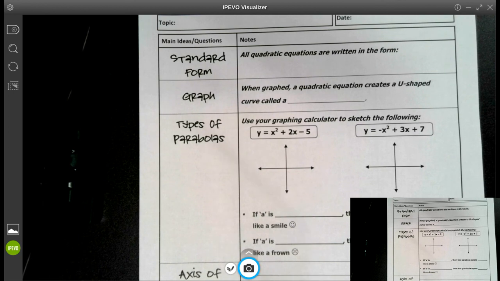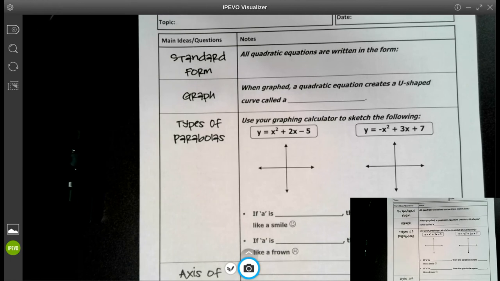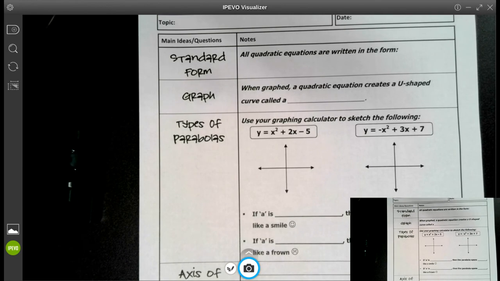All right, guys. So you just spent some time watching a video and learning about parabolas and quadratic functions and what all that stuff is. So now I'm going to go through and show you a little bit more specifically how to find different parts of a parabola, of a quadratic function.